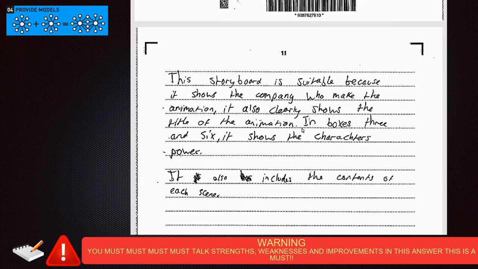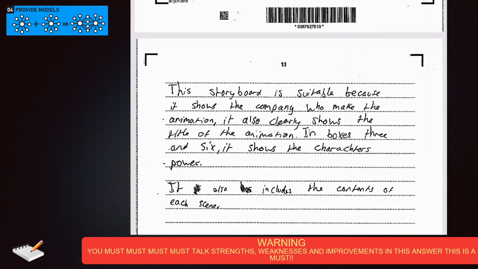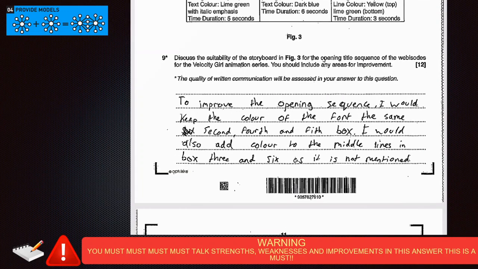A large proportion of the answer is concerned with improving the colors, not the usability of the storyboard for the animators. The response is well written with no grammar and spelling issues affecting the understanding of what is written. But that's really all that can be said about it. It's not talking about the animators. Your candidates need to read the question: discuss the suitability of the storyboard for the opening sequence for the animation series. You should include any areas for improvement.